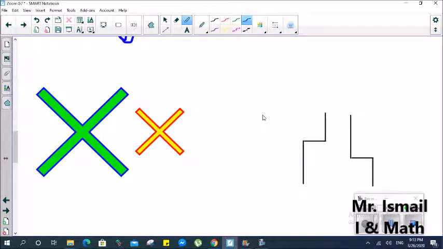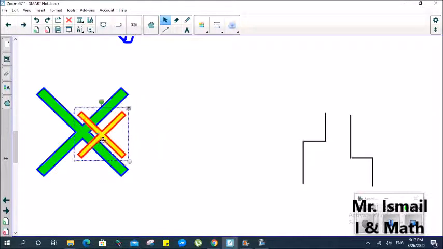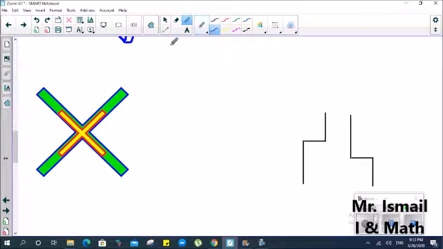Next one, I have here X and X. Same shape. Here X and here X. But here different sizes. See? So also here they are not congruent.